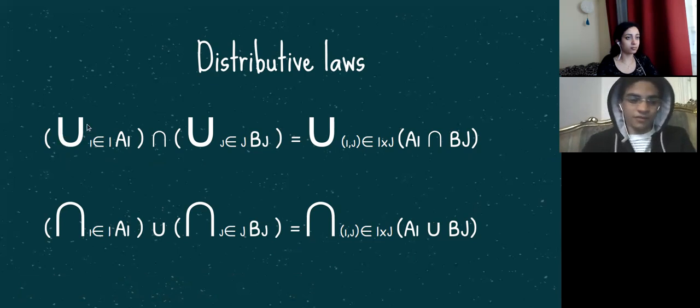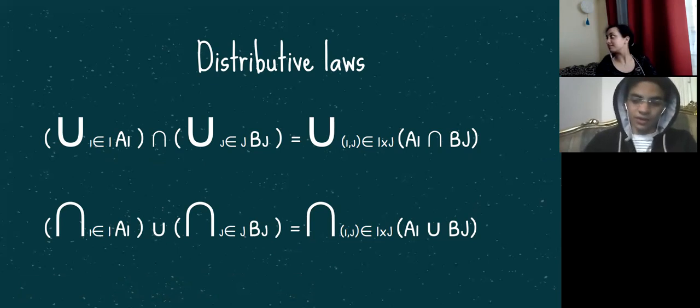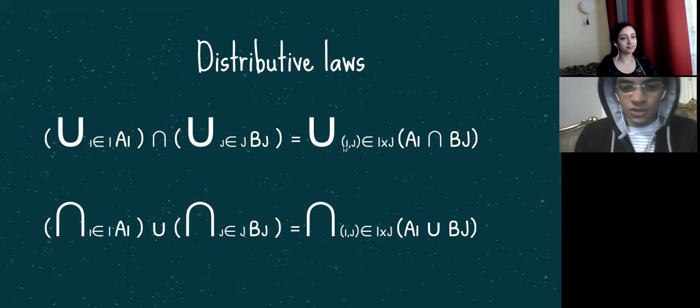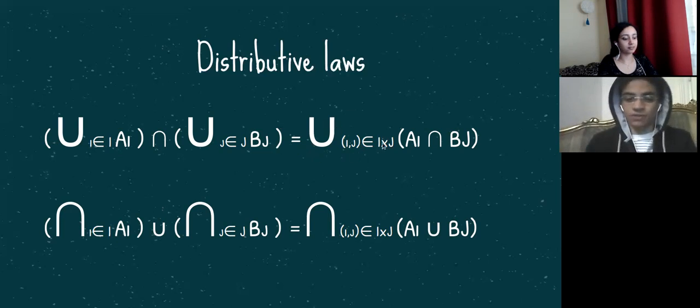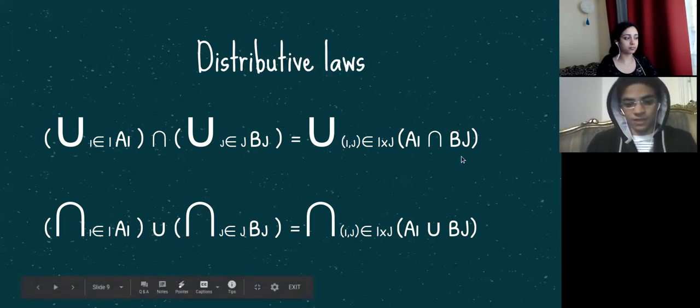If you are taking the union of a certain index of classes, let's call them A sub i, and you're taking the union of another group of classes, let's call them B sub j, and you want to find the intersection of these two unions, this law says that it's equivalent to the union of the intersections of these two. If I take every A sub i and intersect it with every B sub j and take the union of all of these, this will give me the same result. And the same thing goes for the second statement.